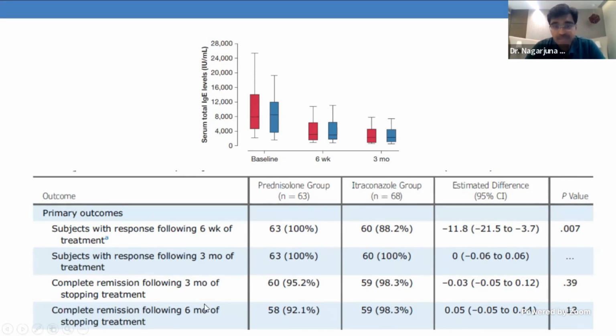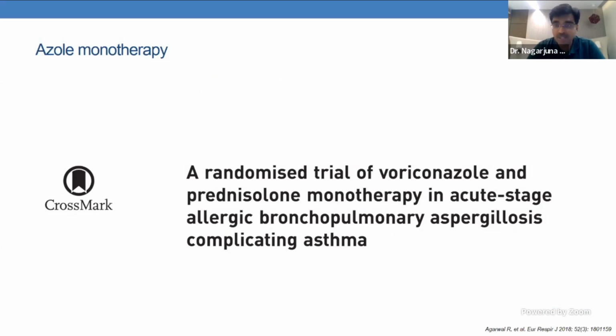Then sustained remission. After stopping treatment, how many people were relapsing? Again, this was almost similar between the two groups. So with this, they proposed that itraconazole is probably an effective alternative to steroids for managing patients of acute ABPA. The third study is on voriconazole. There are certain problems with itraconazole. It has differing bioavailability and differing absorption, so the drug levels may not be achieved in all. So voriconazole was tested against prednisolone in acute ABPA.